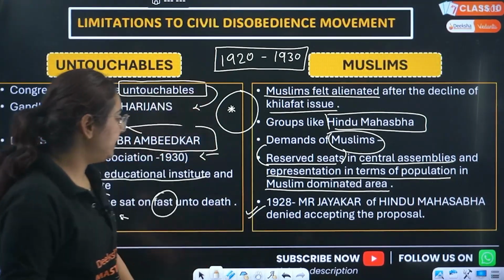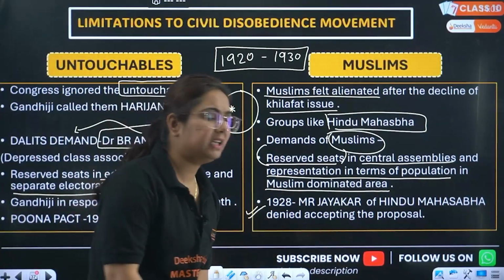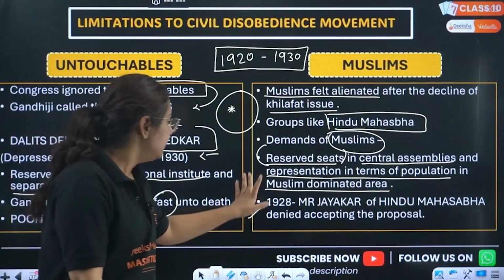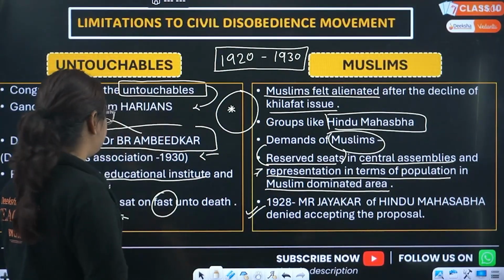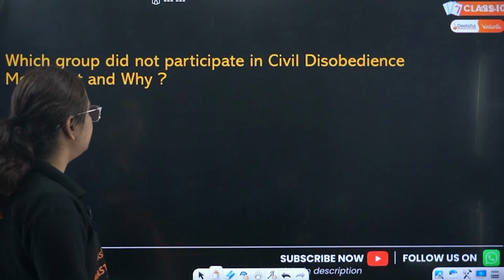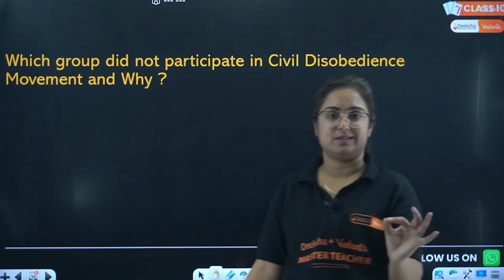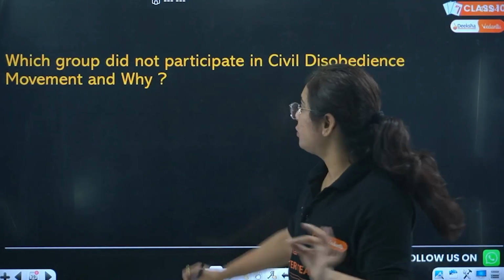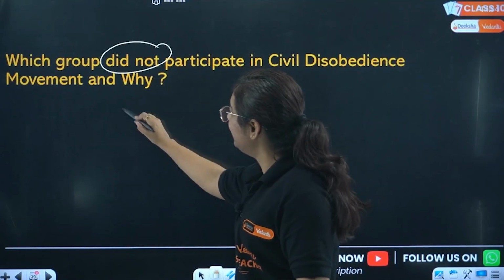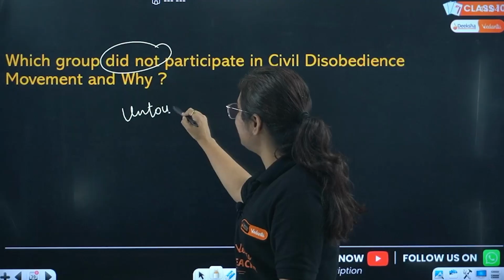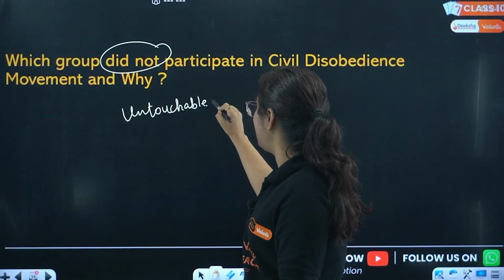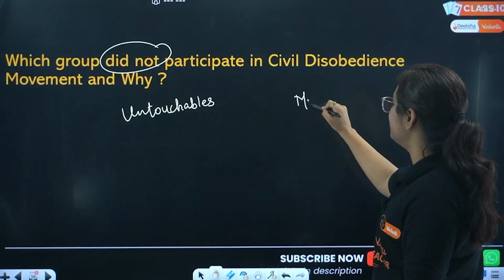Okay, so in 1928, M.R. Jayakar of the Hindu Mahasabha denied the proposal and said that this type of reservation or representation cannot be provided to the Muslim League. Okay, and these were the limitations of CDM. So who did not participate in CDM? There were two groups, and the issues are discussed now itself: untouchables and Muslims.